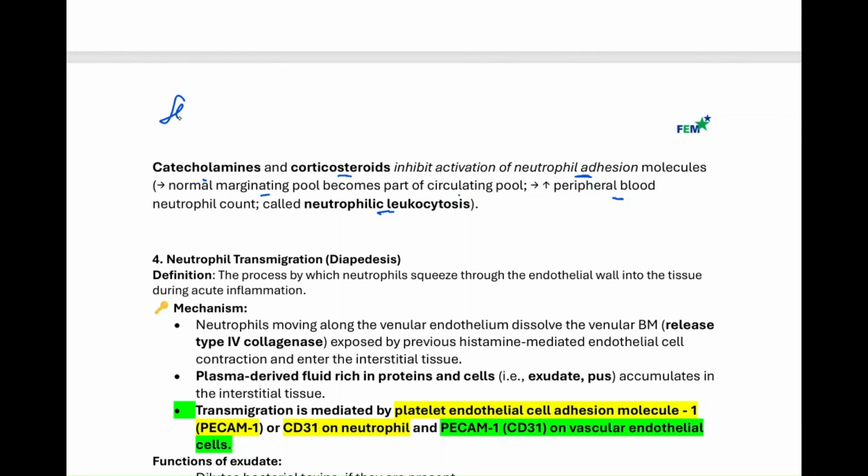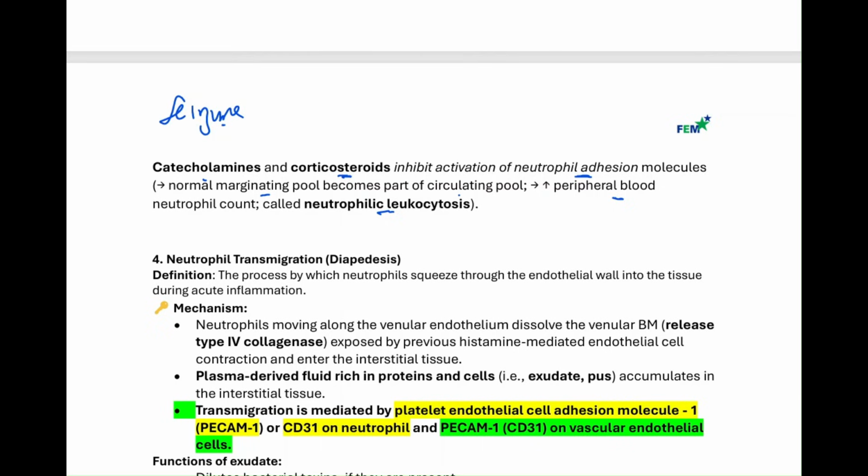And that's why if somebody is having things like a seizure, right? With seizure, remember it's a form of catecholamines, so a lot of catecholamine will be released. That's why when those patients come in, they could have neutrophilic leukocytosis. That doesn't mean that they have infection. It's just because of what? Of those demargination. Same thing if somebody is on corticosteroid, they could also have neutrophilic leukocytosis.